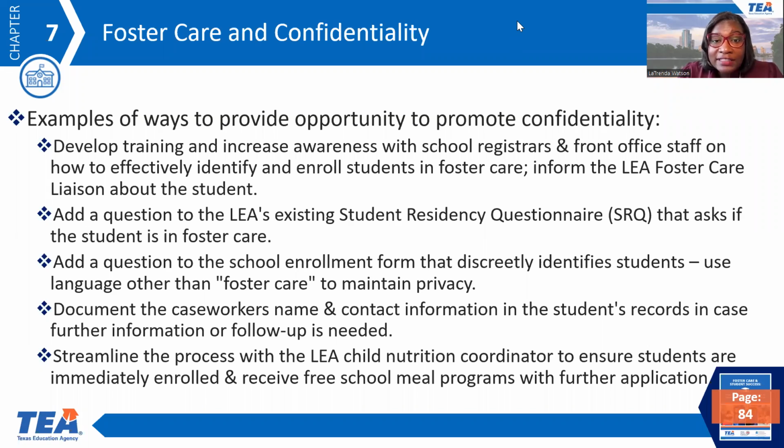Also, add a question to the LEA's existing student residency questionnaire, the SRQ, that asks if the student is in foster care. And you can even say, is this student currently in conservatorship? So you didn't even mention foster care, you mentioned conservatorship. And remember, those 2085s and 2085Es can't confirm conservatorship. So if they happen to check yes on that box, follow up and make sure you receive the proper identification information. Also, add a question to the school enrollment form that discreetly identifies the student. Use language other than foster care to maintain privacy. Remember, I just spoke about using the word conservatorship, because as soon as you see that, it means something to you within the foster care realm. Also, document the caseworker's name and contact information in the student's records in case further information or follow-up is needed.